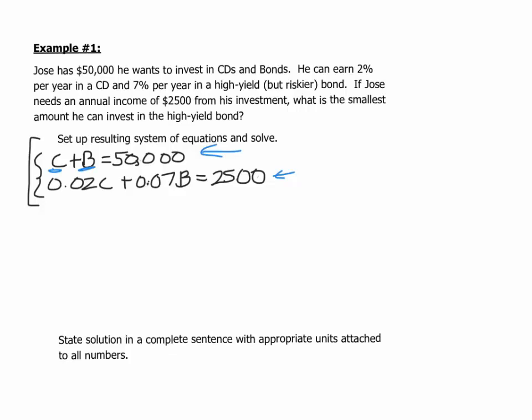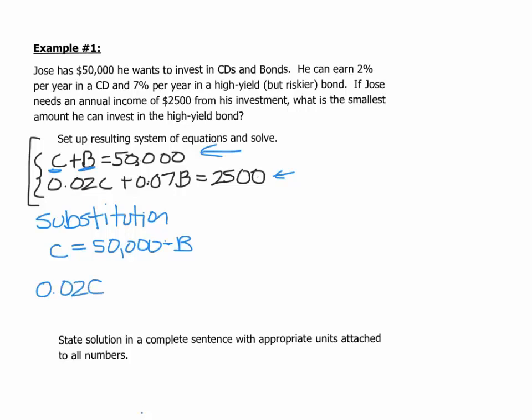We're only going to use this substitution technique when I can easily solve for C or B. If I can't, then I'm going to use elimination. This particular example, we're going to solve using substitution. Now with substitution, we're going to solve for C or B. So I'm going to solve for C. C is going to be 50,000 minus B. And then I'm going to take this and substitute it into my second equation.